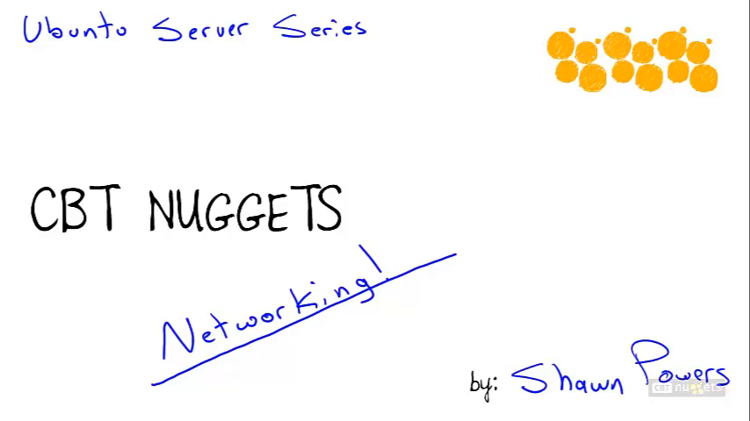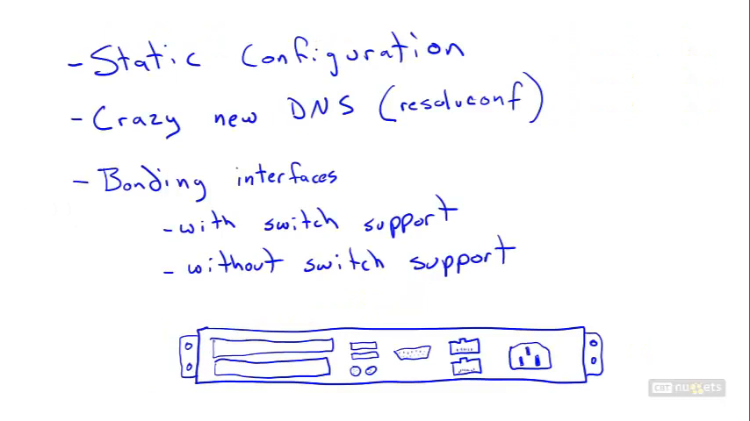We're going to cover a couple different topics. We're going to cover static configuration, because by default when you install Ubuntu, it uses DHCP to get its address, which is great, except for servers. Generally, you want to have a static configuration. So we're going to check out static configuration. I want to talk about the crazy new DNS stuff that Ubuntu is doing with ResolveConf.